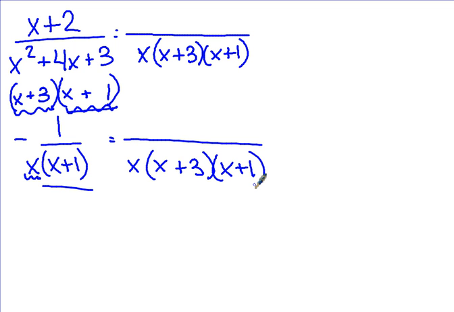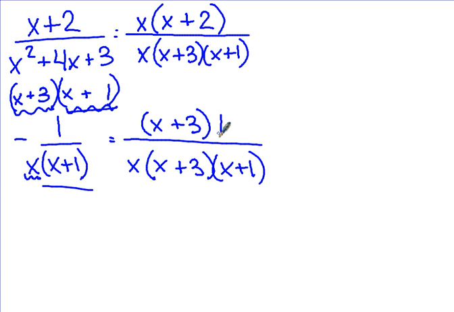Okay, now we want to find our new numerator. What did we multiply x squared plus 4x plus 3, which was in other words x plus 3 times x plus 1, by, to give me the new numerator? That would be x. So we multiply x times the numerator that was already there. All right, what did we multiply x times x plus 1 by to give me x times x plus 3 times x plus 1? So that was x plus 3. So we have x plus 3 times the numerator that was already there, which is 1.